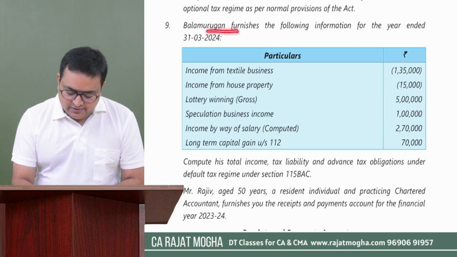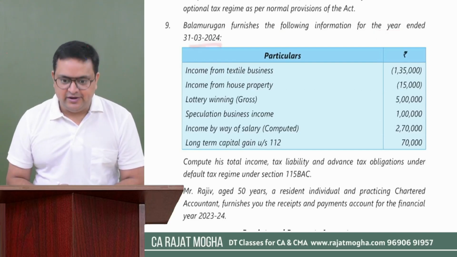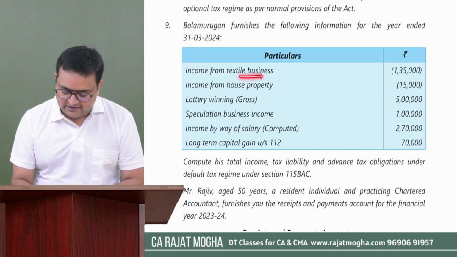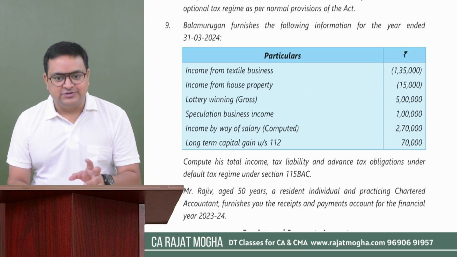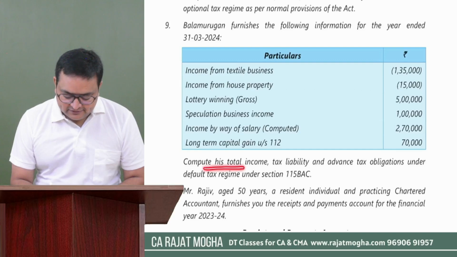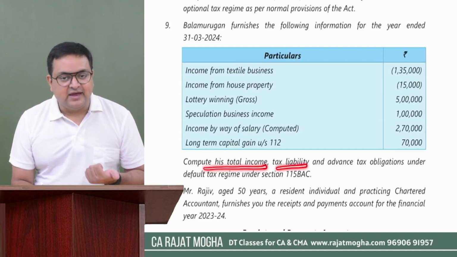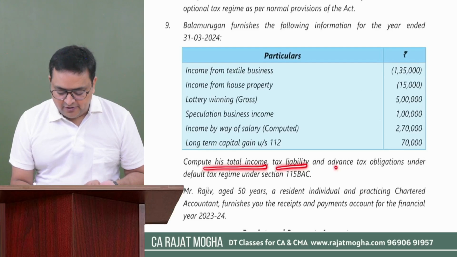Bala Murugan furnishes the following information for the year ended 31st March 2024. Income from textile business, loss, income from house property. I believe it's a set of questions, correct? So what we have to do is compute his total income. Second is tax liability and also advance tax obligations under the default tax regime under 115BAC.